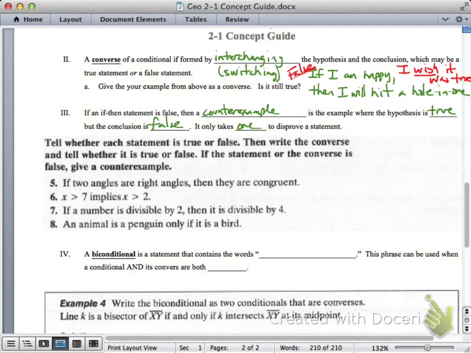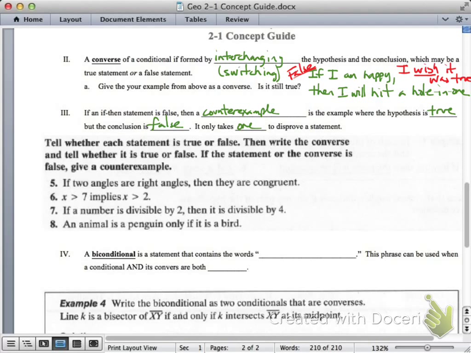If an if-then statement is false, then a counterexample is the example where the hypothesis is true but the conclusion is false. Okay, plenty of times an if-then statement is not right. Like if I say, if Tennessee plays against Vanderbilt in football, then Tennessee will win. Well, no, that's not true. Evidenced last year, 2012. Thank you very much. So that's a false statement.